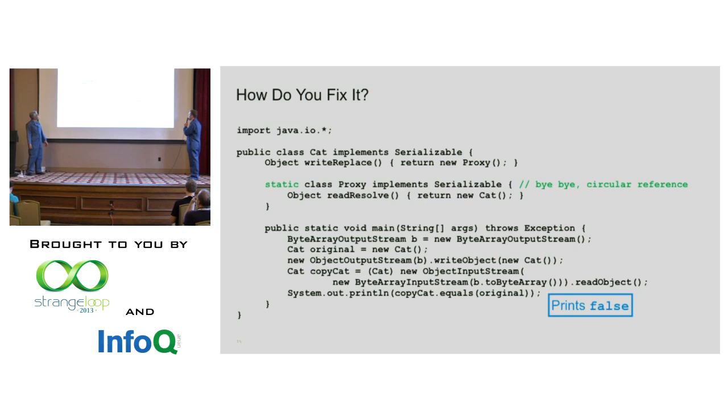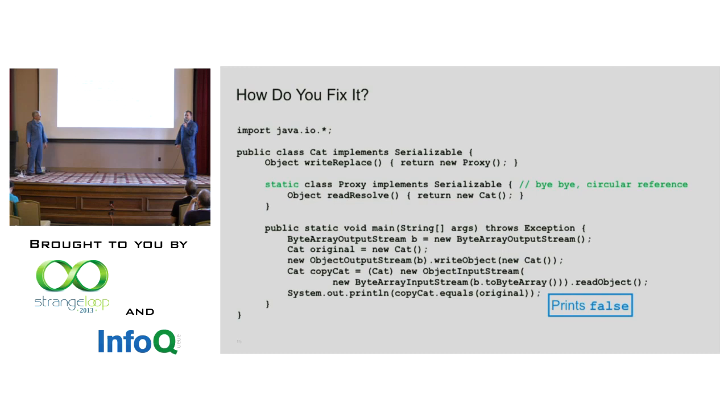How do you fix it? Well, first of all, the way we fix it is that we just turn this into a static nested class, as we first intended. It'd be nice if that was the default, by the way. But you just do that by adding static. Then we say bye-bye to the circular reference, and our proxy deserializes just fine. And this prints what my brother thought it would. False, because the copycat is different from the original cat.